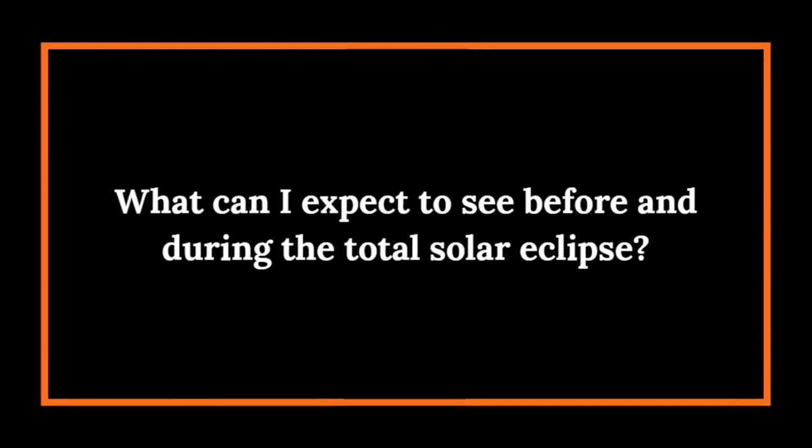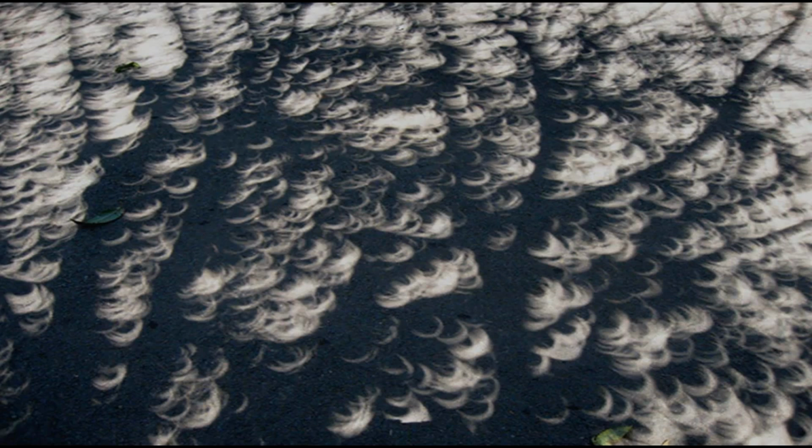The next question we want to answer together is what can I expect to see before and during the total solar eclipse? We're going to go outside starting around 1 o'clock. One of the first things you'll notice when you get outside is that shadows are going to look a little bit different than usual. Anything with a hole in it is going to have this mini eclipse shape to it, and any other shadows that you see are going to look a little bit different as well.